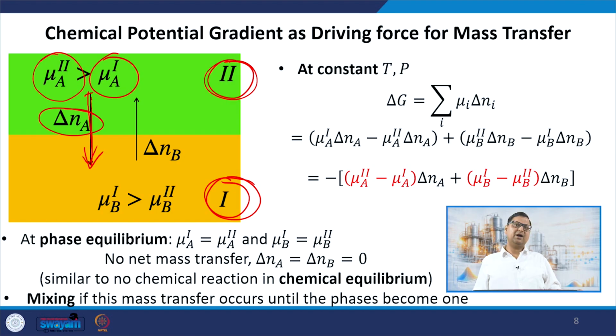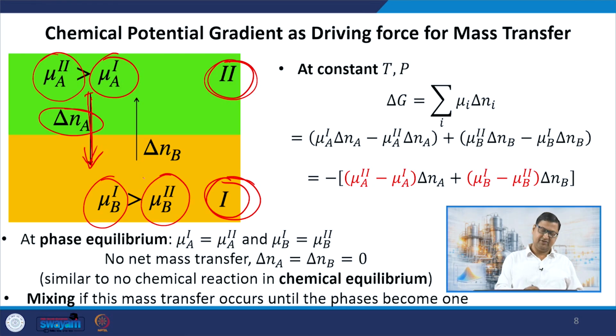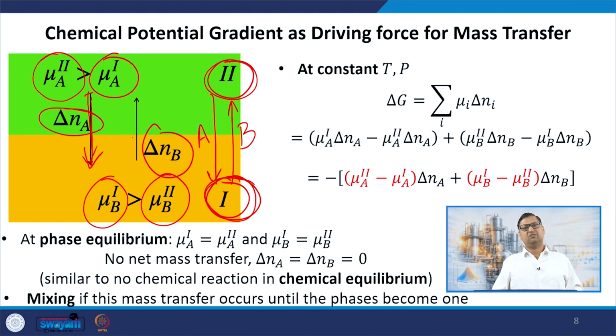And now what I say is, for B it is opposite. For B, the chemical potential of B in phase 1 is higher and the chemical potential of B in phase 2 is less. So, therefore, the gradient of chemical potential of B exists in the reverse direction. So, B will go from 1 to 2, this is the direction of B, and A will come from 2 to 1, and let us say delta Nb is the number of moles of B that is transferred, right.